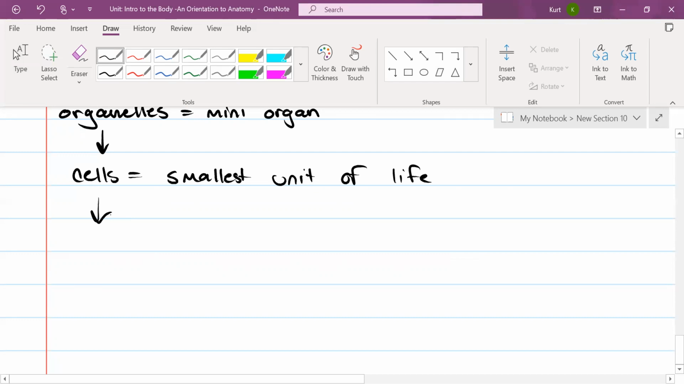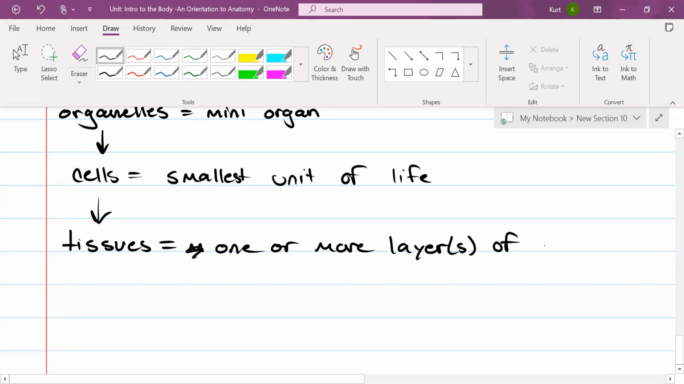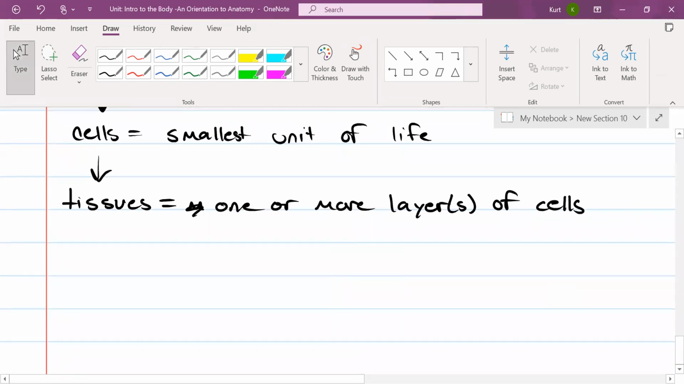Okay, cells. Very good. Multiple cells in a layer are called what? Use these to wipe your nose. Tissues. One or more layers of cells. Typically, the cells are all going to be the same cell. There are 4 different types of tissues. We have a whole unit on it, unit 3. It's epithelial, connective, muscle, and nervous tissue.